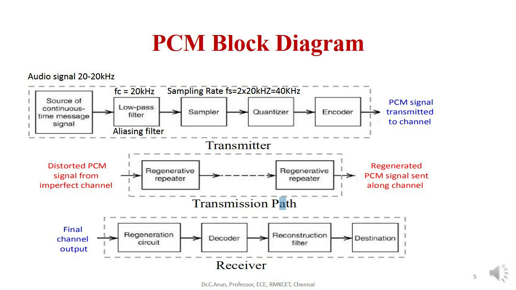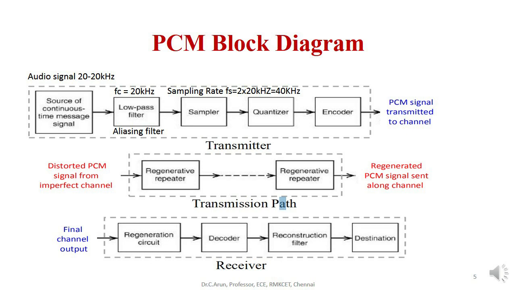This entire block diagram represents the transmitter. The transmitter consists of a low pass filter, sampler, quantizer and encoder. The next part is the channel. After transmission, if the signal travels a long distance, the attenuation will be more and the signal strength will be reduced. It is strengthened by using repeaters. After a number of repeaters, finally it reaches the receiver.